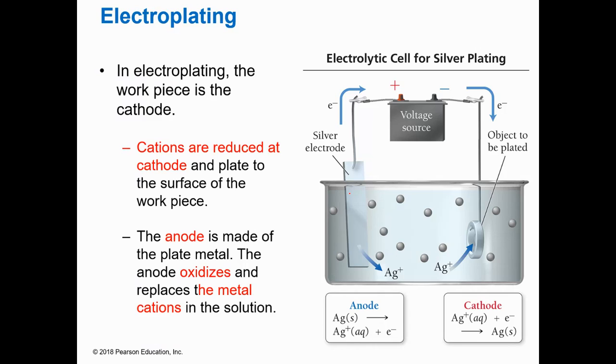And then electroplating, this is when cations are reduced at the cathode, and they plate to the new surface. And the anode is made of that plating metal, and the anode will oxidize the metal cations.